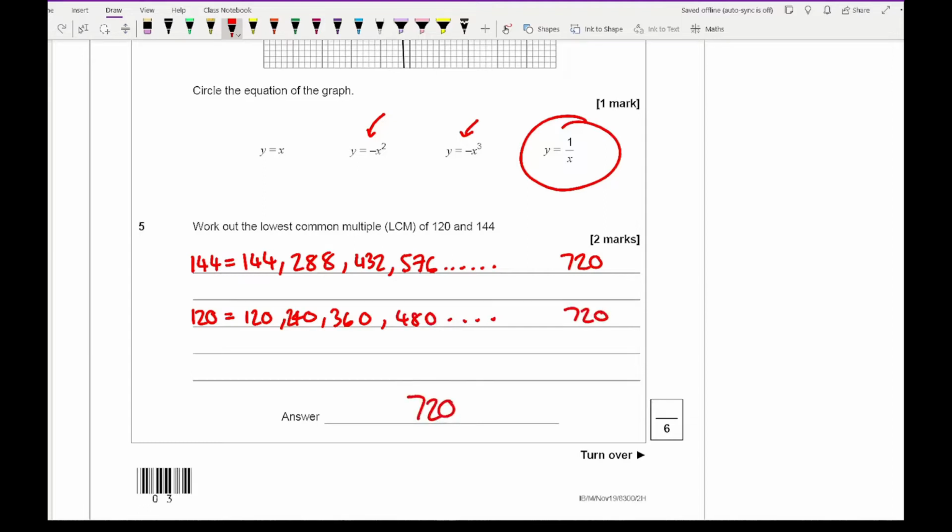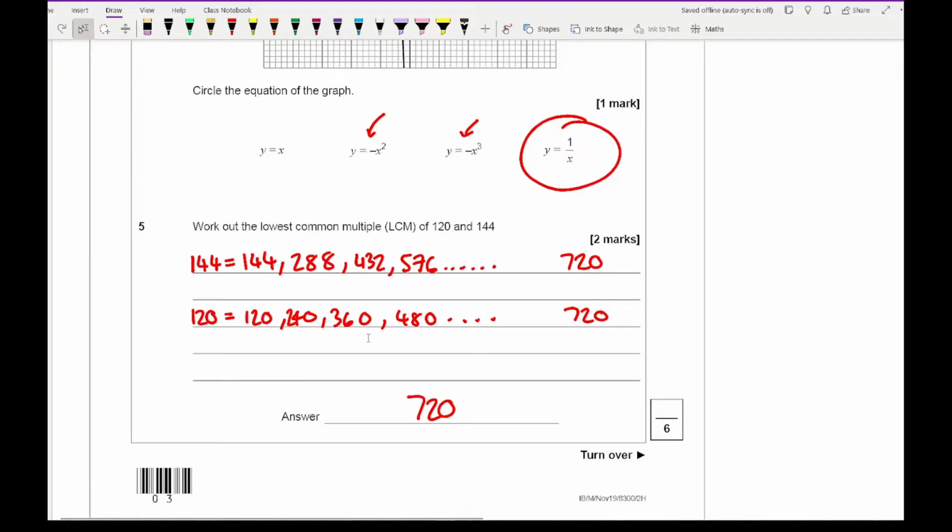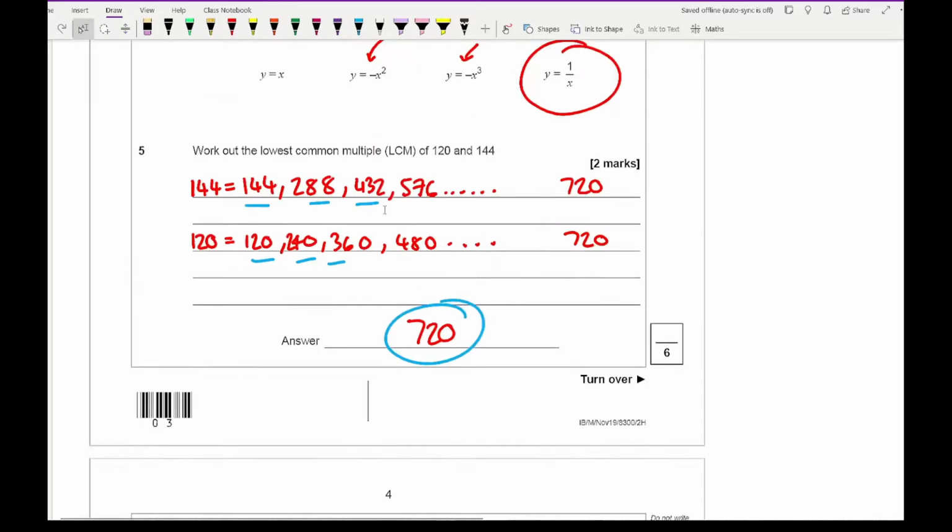Now again, you might find that putting them to their primes and using that method might be quicker, but as long as you're doing it within 2 minutes, it's absolutely fine. Now if you are going to do this way, make sure that you are showing at least 3 numbers in the times tables, so at least 3, and that will give you the correct answer of 720.